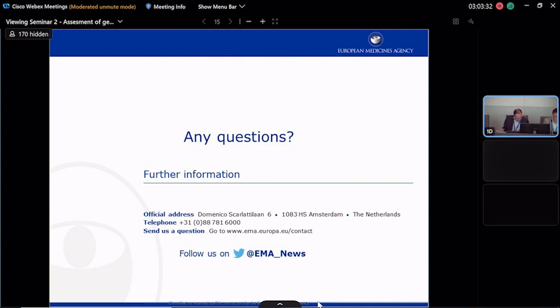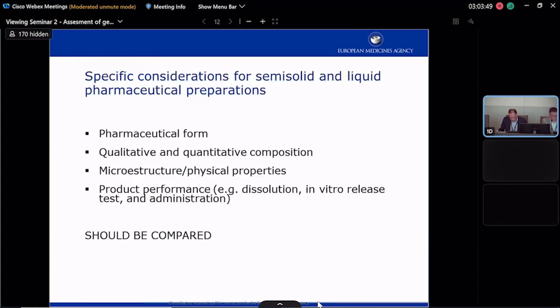I received another one from Serbia. What are the key attributes in development of generic semi-solid and liquid pharmaceutical preparation? I included in the previous slide what is the consideration for semi-solid and liquid pharmaceutical preparation.